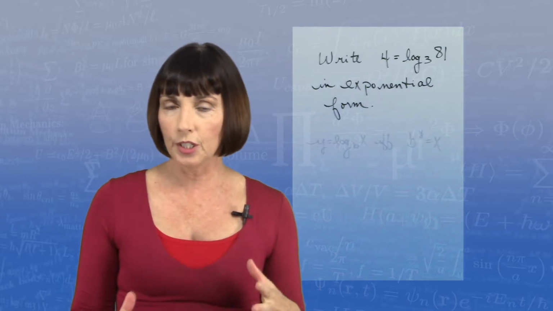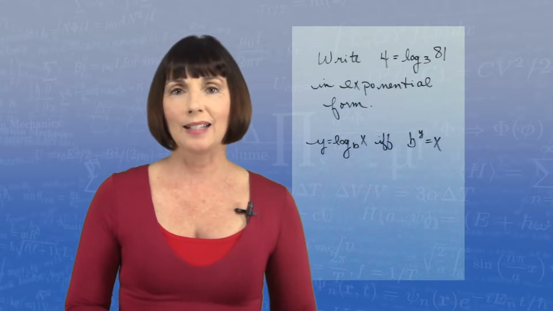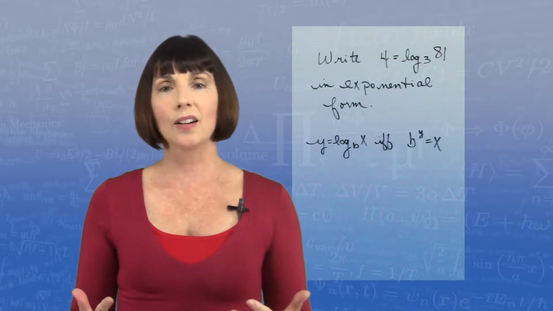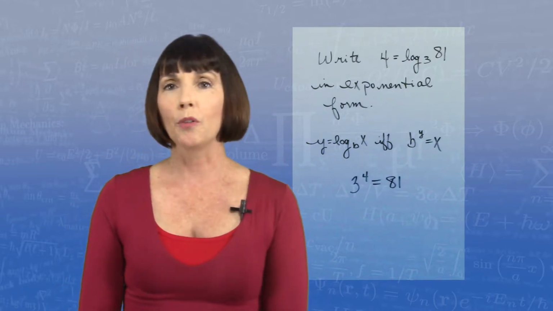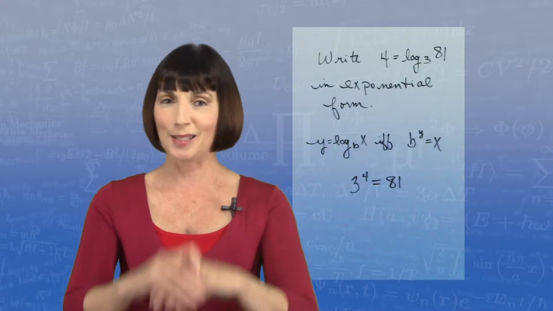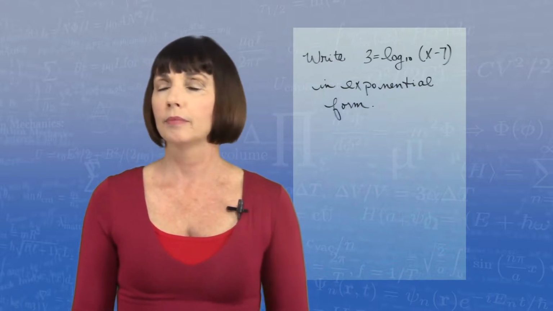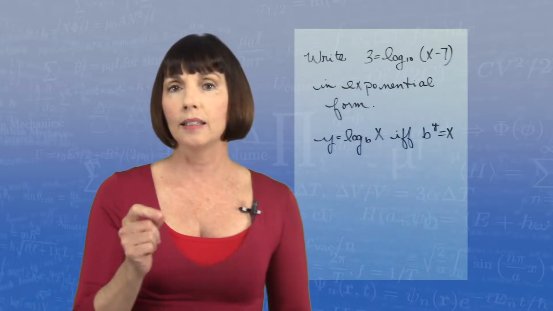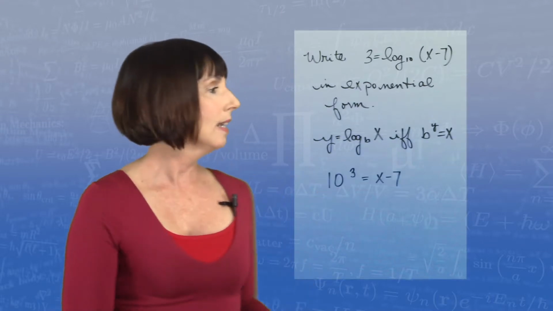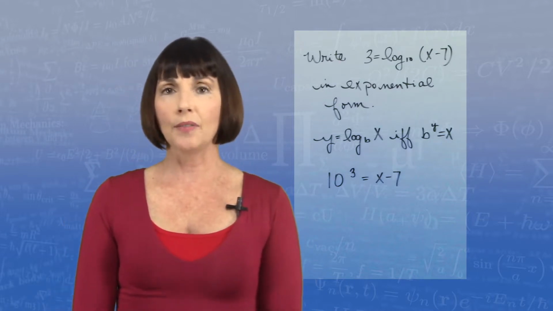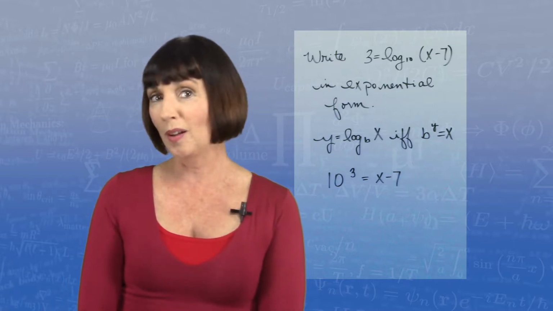Now, remember our definition, y equals log b of x if and only if b to the power of y equals x. So again, b is our base, y is our exponent, so to write this in exponential form, we get 3 to the power of 4 equals 81. Okay, let's do another one. We have 3 equals log 10 of x minus 7. Same thing, in this case, 10 is our base b, 3 is our exponent y, so we get 10 to the power of 3 equals x minus 7. And you'll note in exponential form, we could now solve that for x if we wanted to.